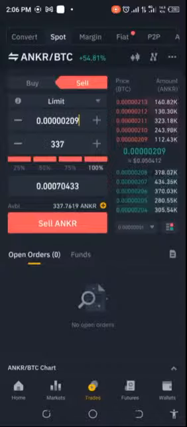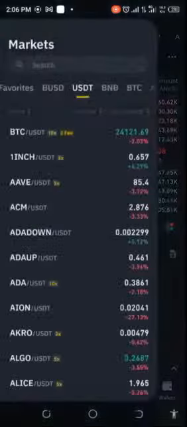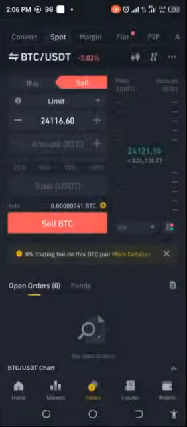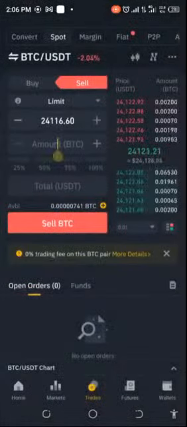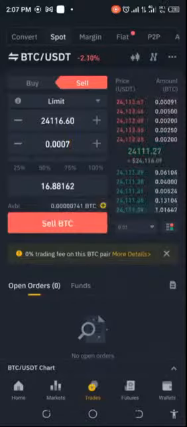But first of all, let me check what I would get with this amount. I'm going to go to BTC and see if I can get something good with it. And let's see if this will be good. Oh no, it's not going to be good. So I'm going to go back and check it out again.